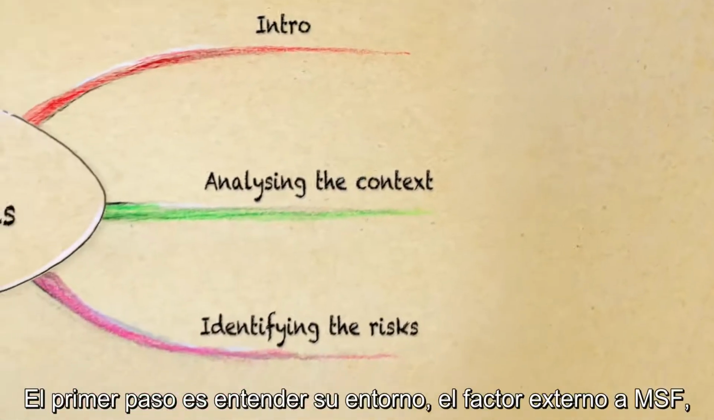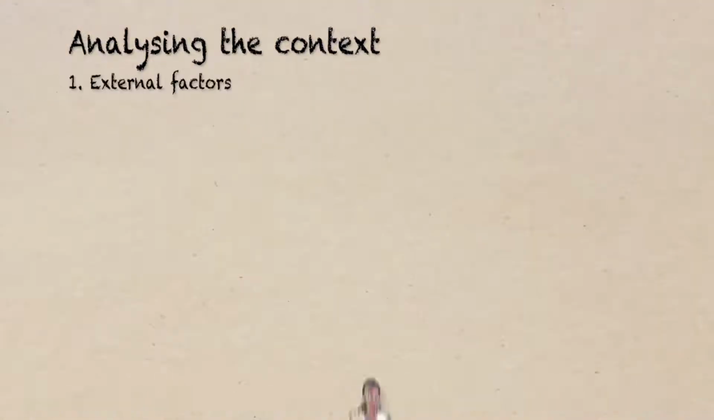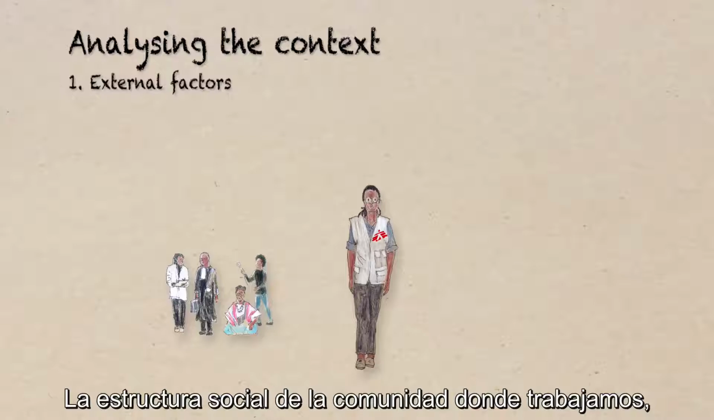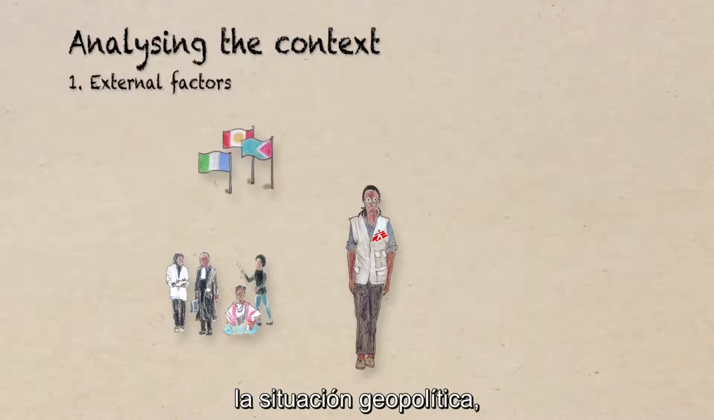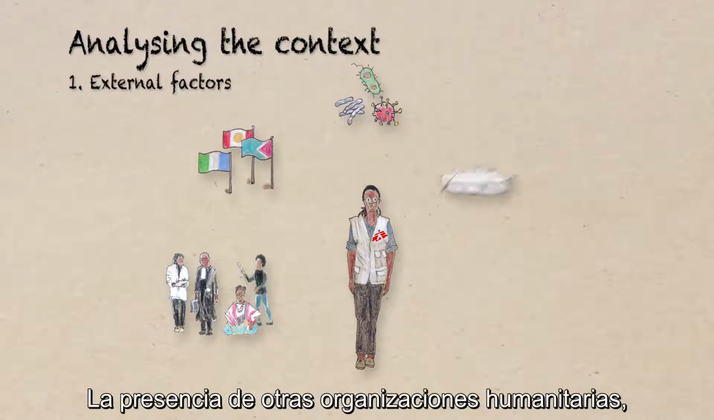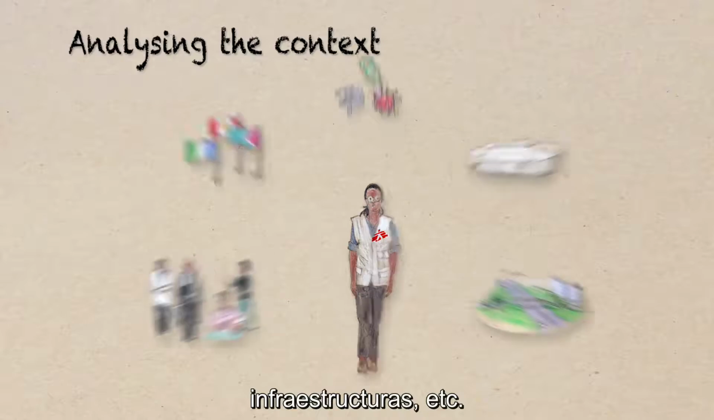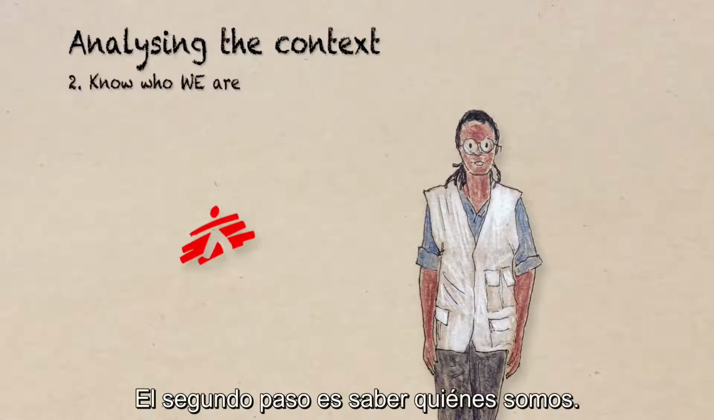The first step is to understand your environment, the factors external to MSF, the social structure of the community where we work, the geopolitical situation, the health situation in relation to our operations, the presence of other humanitarian organizations, infrastructure, etc. The second step is to know who we are.